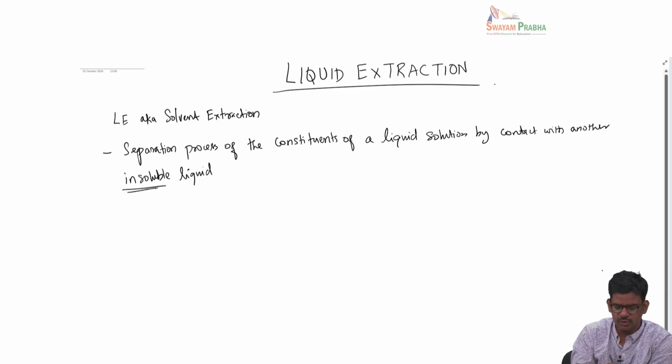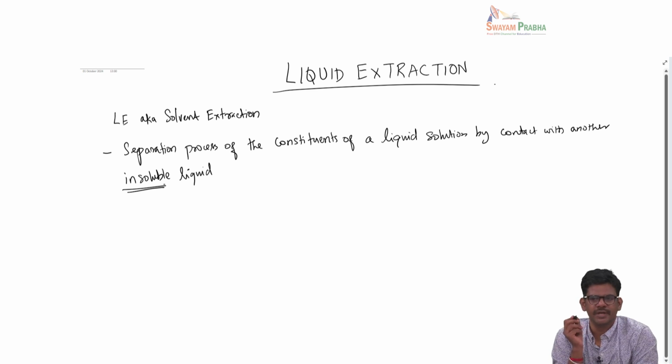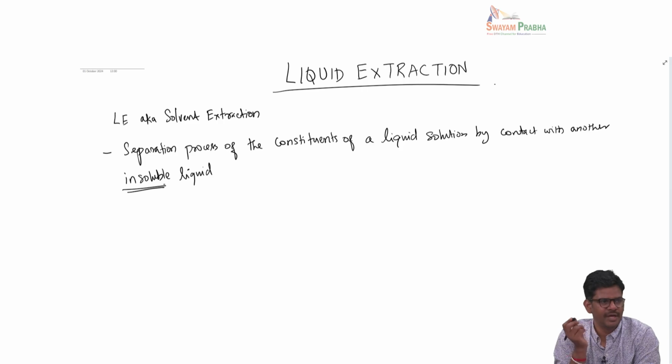So this insoluble nature of the liquid is very important because we need to separate them anyway. And how is it possible, and why is it possible? It is because between the original solution and the added insoluble liquid, the components are differently distributed. So that's why the separation is possible.